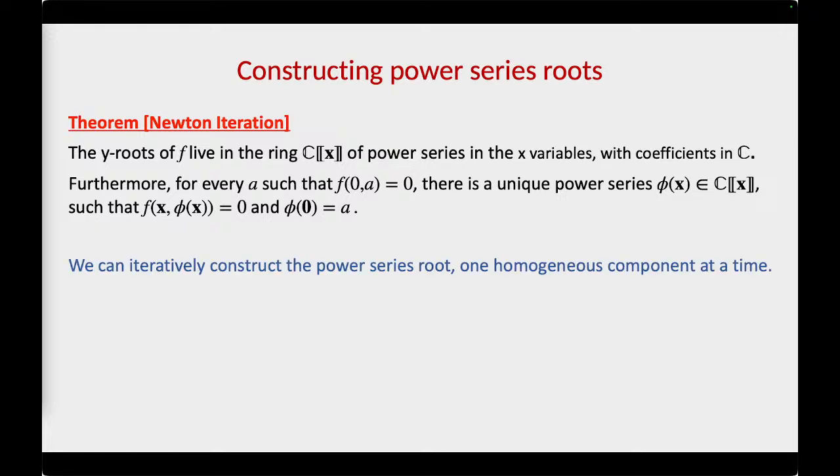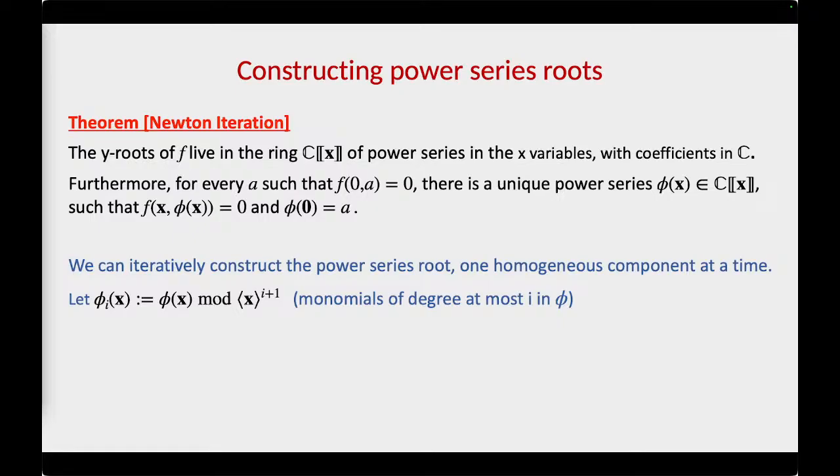Okay. So this theorem in this form is not going to be enough for us. What will be important for us is this process of computing phi of x given this a. So this theorem tells us that there is a unique phi of x given this a. But it will be important for us what phi of x looks like. So in fact, the theorem tells us more. It tells us that we can actually iteratively construct phi of x starting from a, one homogeneous component at a time. So phi of x is a power series. It contains monomials of degree 1, 2, 3, 4, and so on. And we are going to construct phi of x by constructing one homogeneous component of it in every iteration.